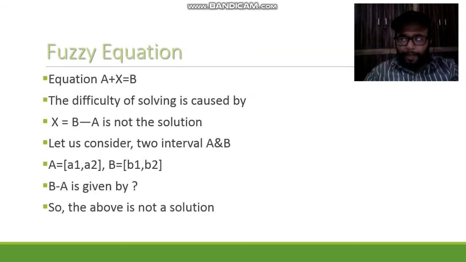To start with, we will see an equation. This is a general form of fuzzy equation: a plus x equal to b. Now, what is the difficulty if we solve this fuzzy equation in the normal sense? In the normal sense, the solution x equal to b minus a does not exist. Why? We take two intervals a and b. a is one interval, b is one interval, meaning a has values a1, a2, and b has values b1, b2.